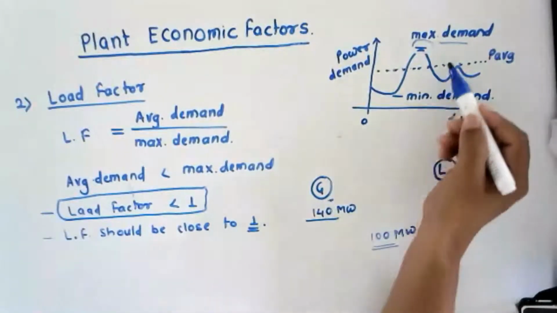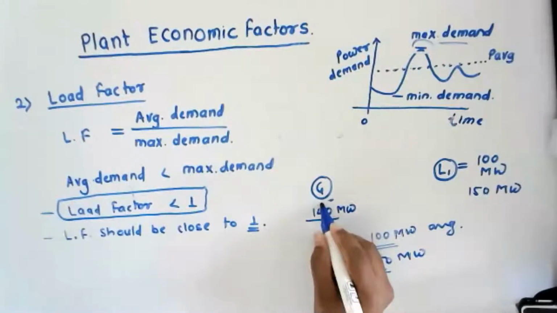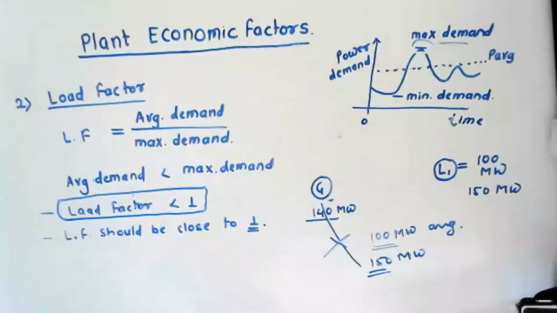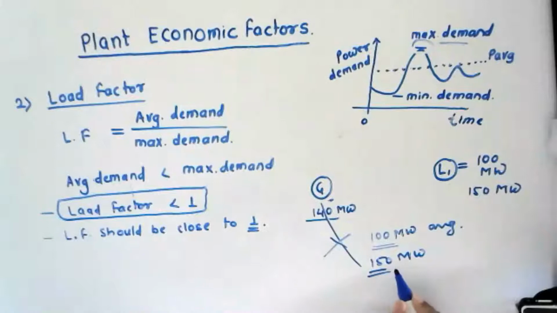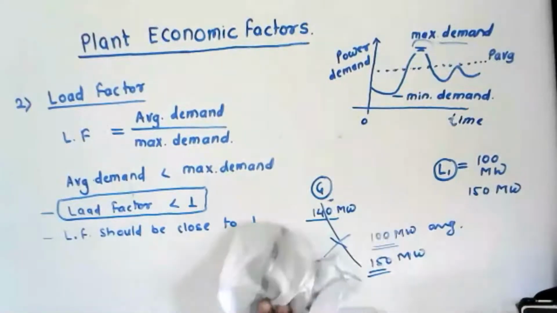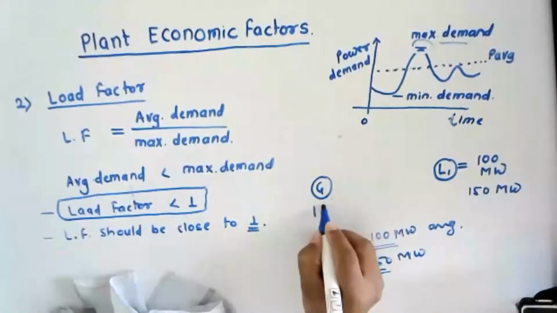So the maximum demand is 150 megawatt, and during that 150 megawatt demand period, the generating station is not able to satisfy the load demand. Hence what is needed here is that the generating power plant capacity should be 180 megawatt.